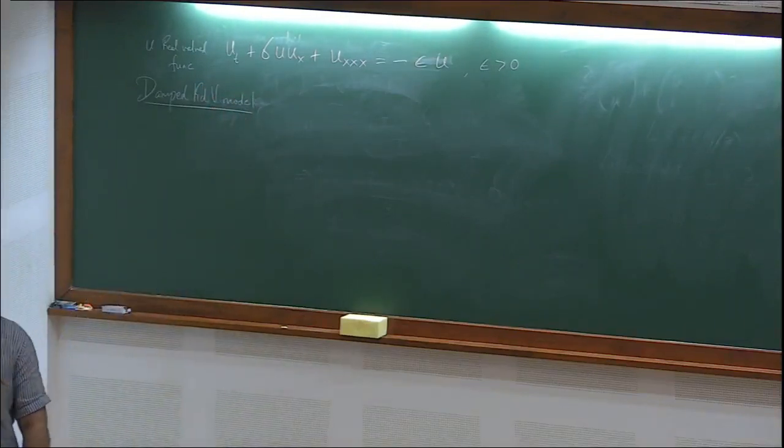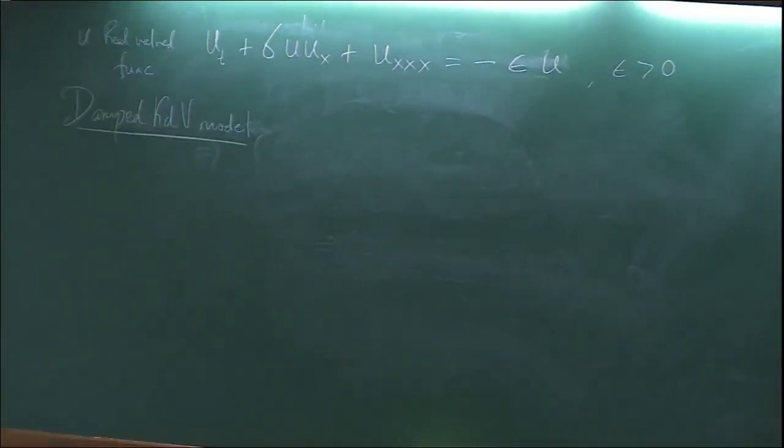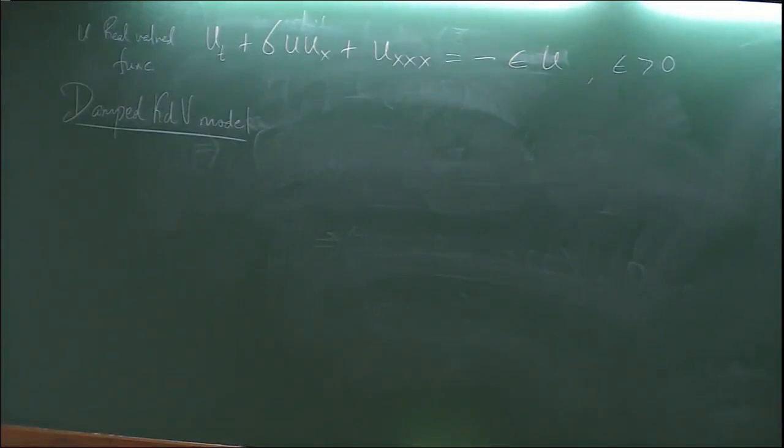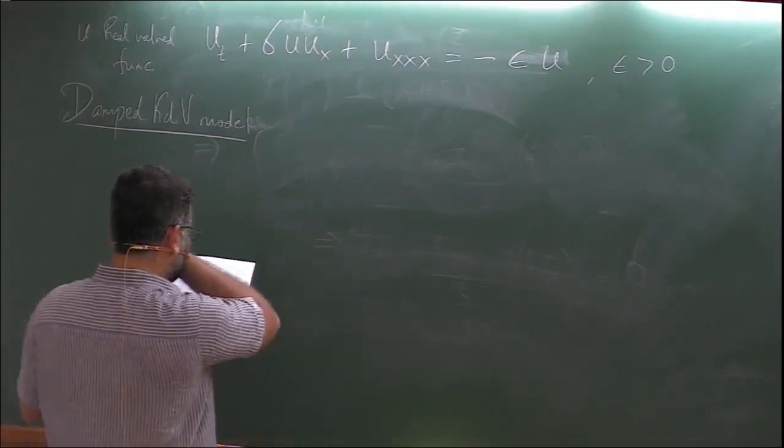Oftentimes, this arises as the perturbation theory model from a higher order model. So like I got KdV from Boussinesq, suppose I had Boussinesq with small friction. Then a model that I may get is this damped KdV. Now the epsilon here is not the previous epsilon. The epsilon here is a small parameter telling me what my friction is. Okay? All right?